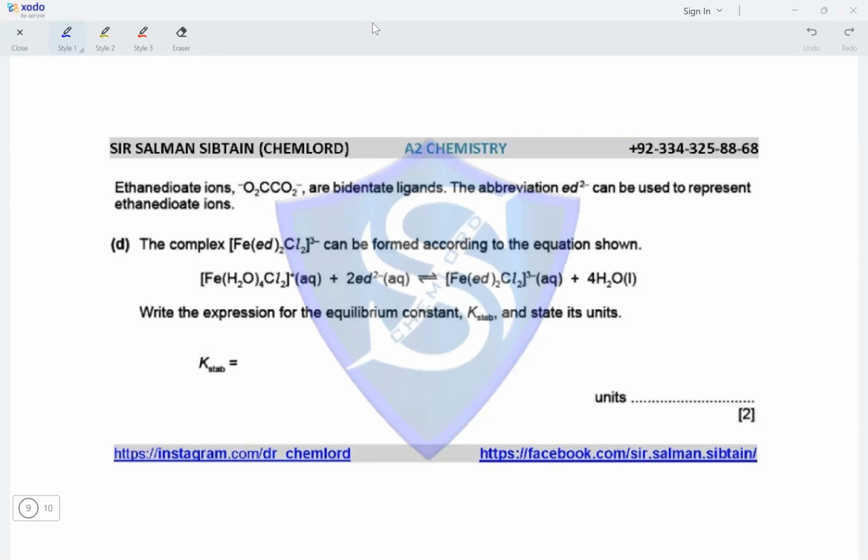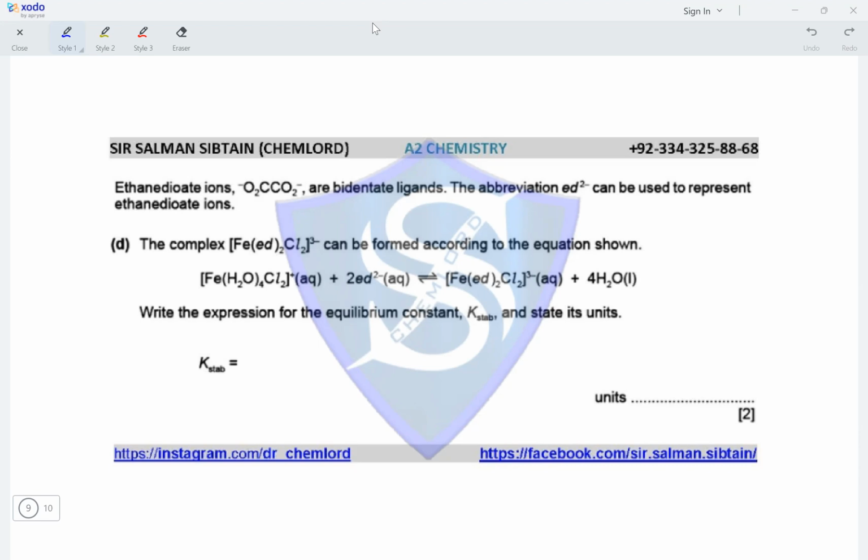Ethane dioate ions are bidentate ligands. The abbreviation ED2 minus can be used to represent ethane dioate ions. The complex Fe(ED)2Cl2 3 negative can be formed according to the equation shown. Write the expression for the equilibrium constant K stab and state its units.